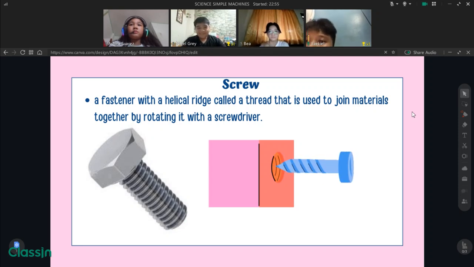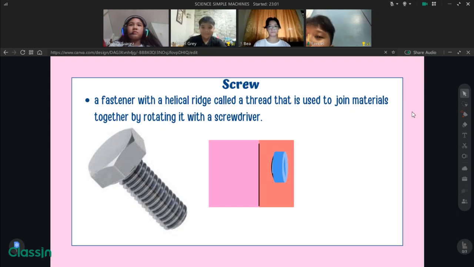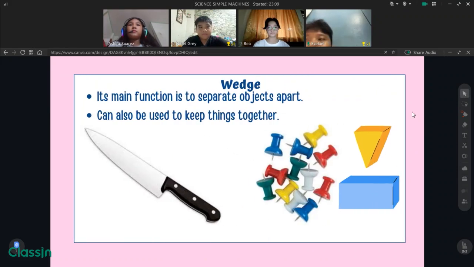Screw. A screw with a helical ridge called a thread that is used to join materials together by rotating it with a screwdriver. Wedge. Its main function is to separate objects apart. Can also be used to keep things together.